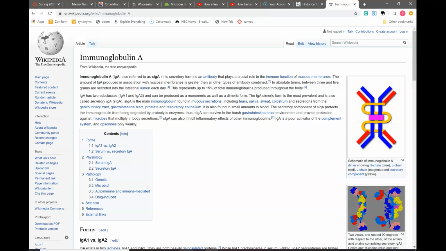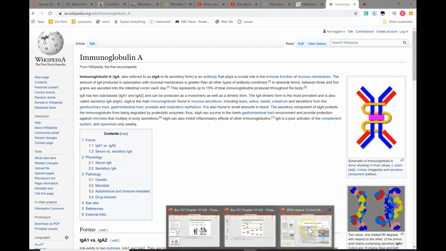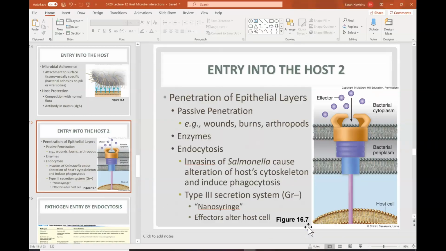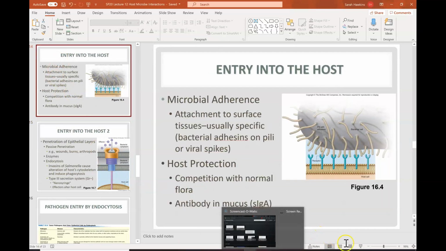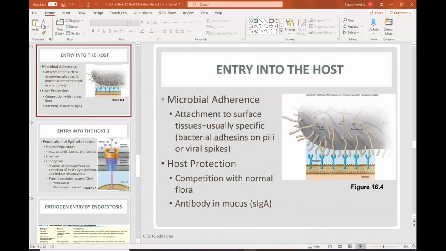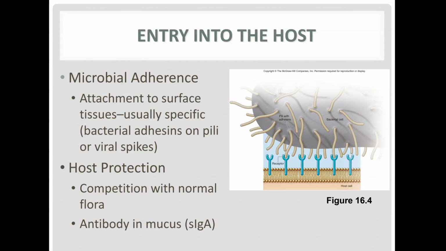So remember that in our blood serum, the predominant form of antibody is IgG. In our mucosal lining, it's IgA. So IgA is going to grab onto those bacteria. And remember that antibodies are specific, and many of our IgA antibodies in our mucosa are specific for these adhesins. So they grab onto these adhesins, and if they do that, then the adhesins can't connect to the receptor, and it doesn't allow the bacteria to connect with that receptor.